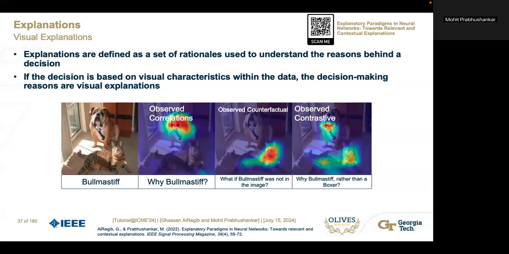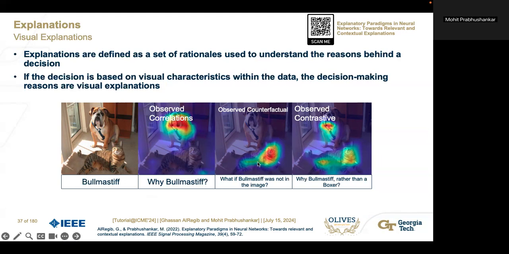So given this image of a bull mastiff here on the left-hand side, if your question is why bull mastiff, then your visual explanation has to be different from another kind of question, which is what if the bull mastiff is not present? The first answer is pretty straightforward. It's a bull mastiff because of the existence of this face. Now, if my question is what if bull mastiff was not in the image, the output would have been a cat. And the answer for that is based on this visualization here.